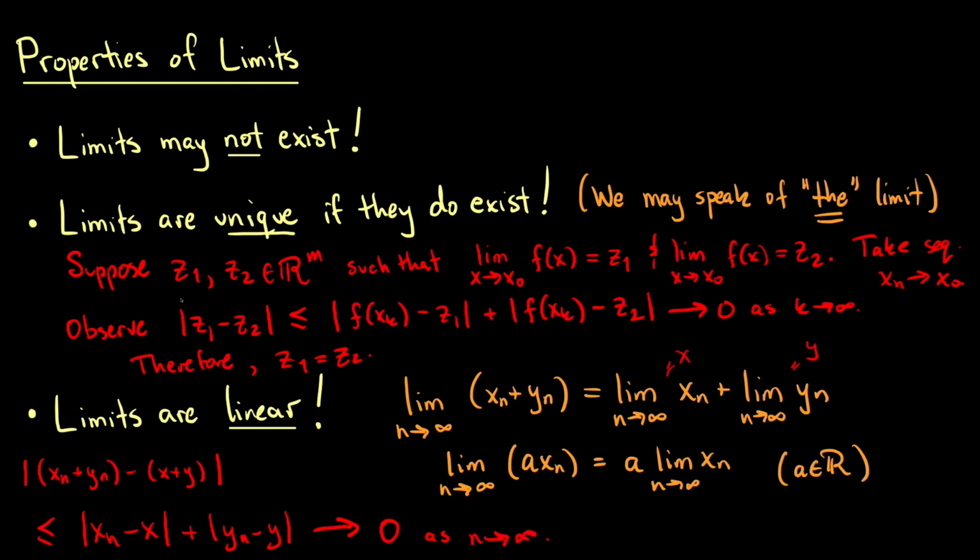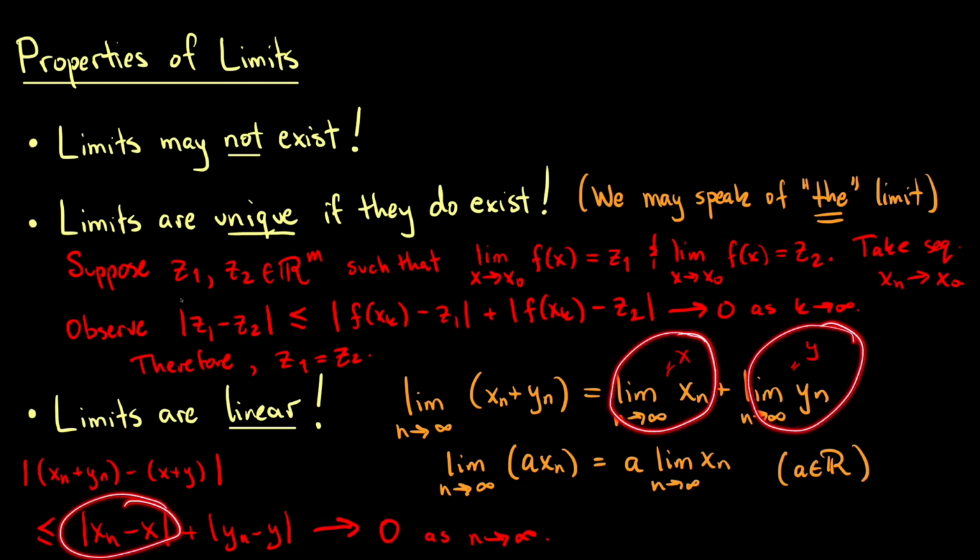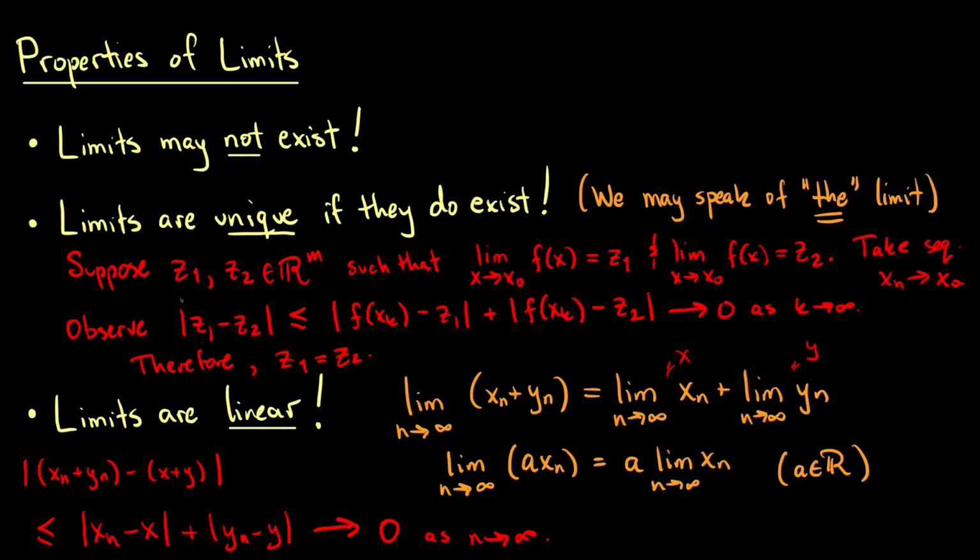Okay, and that is because x is the limit of xn, so the first one goes to 0, and y is the limit of yn, so the second one goes to 0. So the triangle inequality just gives me that limits are linear. The proof of the second property is almost exactly the same.